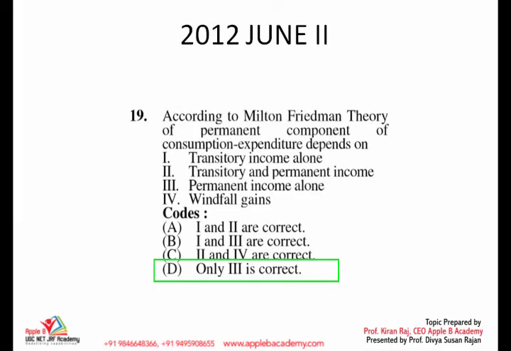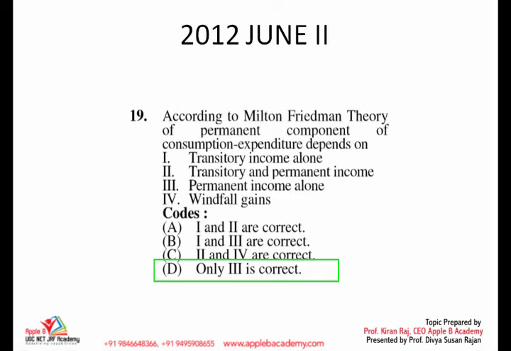Let's look at some of the questions that had been asked in previous years of UGC NET, CBSE. Which of the following codes is correct? 2012, June, paper number 2. According to Milton Friedman's theory, the permanent component of consumption expenditure depends on number 1, transitory income alone, number 2, transitory and permanent income, number 3, permanent income alone, and number 4, windfall gains.